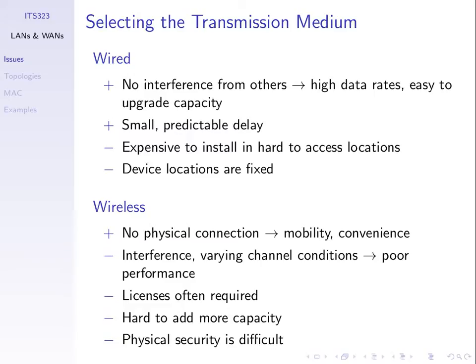Of course, with wireless, we also allow mobility. That's a key advantage of wireless communications. Whereas with wired, our device locations are fixed. So some of the trade-offs between wired versus wireless. Depending upon your requirements, you choose a network technology based upon the transmission medium. If you want mobility, then you basically need wireless. If you want high performance, but you don't need mobility, then wired may be better.